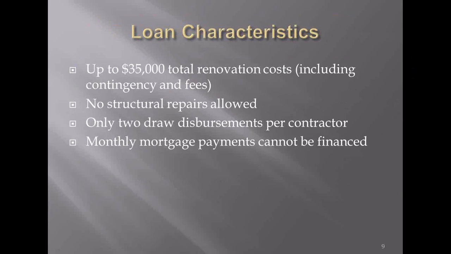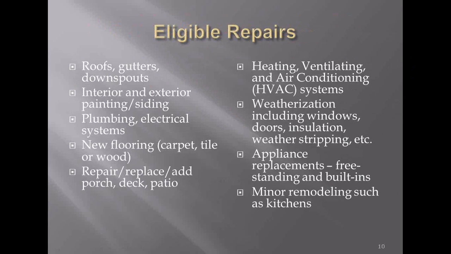Again, some lenders have some overlays. Some won't allow a 0% contingency. Some require a minimum 10%. There's no structural repairs allowed. Only 2 draw disbursements per contractor, and monthly mortgage payments cannot be financed into the loan. So on the next slide, we're going to see some of the eligible repairs.